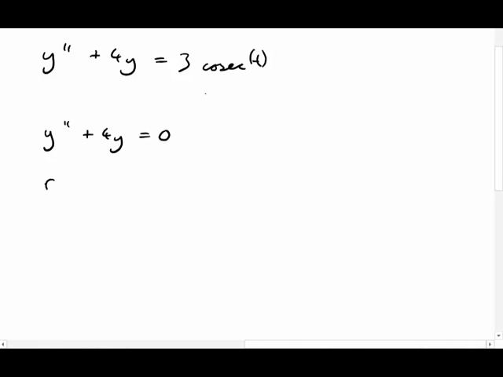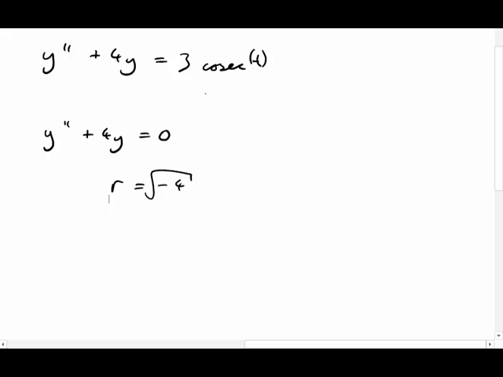We form the characteristic equation. This is r squared plus 4 equals 0. Let's do a little bit of rearranging to find what r is equal to. So this becomes minus 4, therefore r must equal the square root of minus 4. We're taking the square root of a negative number, so we know it's going to be an imaginary root.